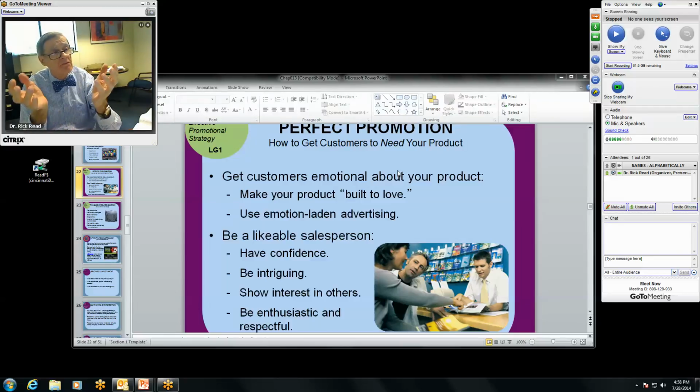You have to have likable salespeople, and the salesperson has to have confidence in what he or she is doing, has to be interested in the people they're trying to sell to, and then obviously has to be respectful. Most of us don't like high pressure salespeople, but we do know salespeople we can relate to. Well, those that we can relate to, we usually have a better relationship with.